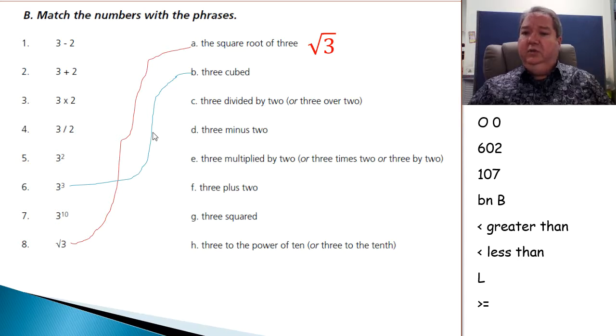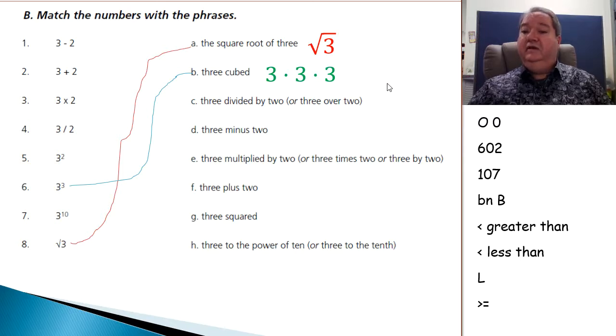Why do we call it cubed? Well, cubed means you're multiplying something times itself 3 times. 3 times 3 times 3. 3 times 3 is 9. Times 3 is 27. 3 cubed.